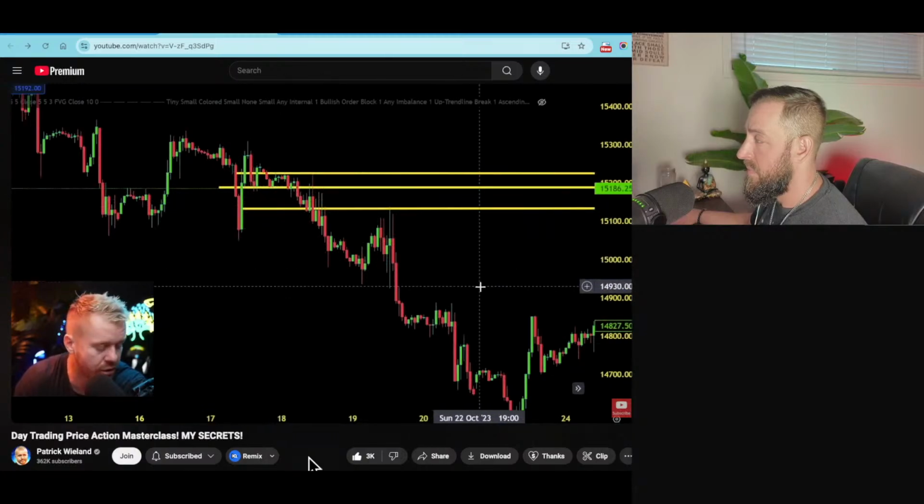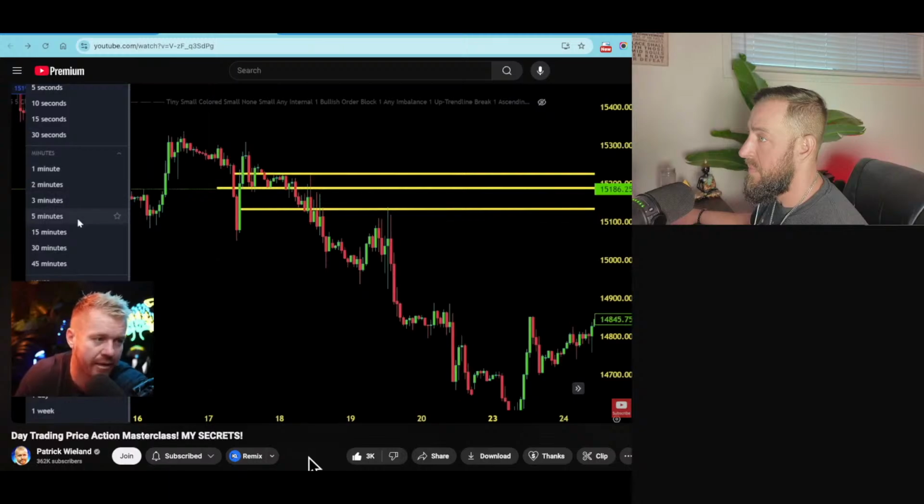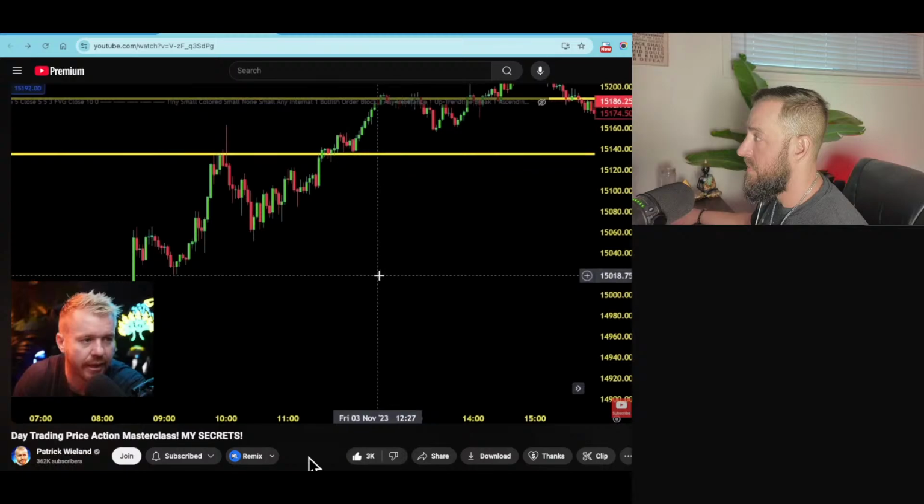Now we're in November. So you can see this previous area of resistance. How does it react to the price action today or on Friday? How did the price action react to these levels? So now we look at Friday.